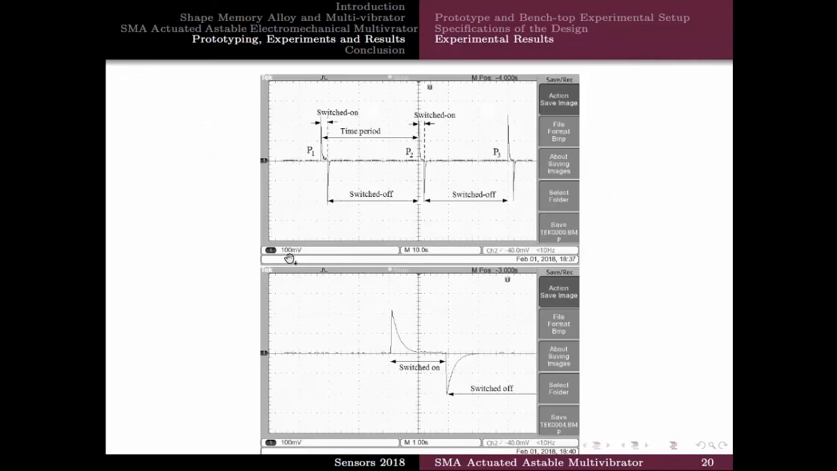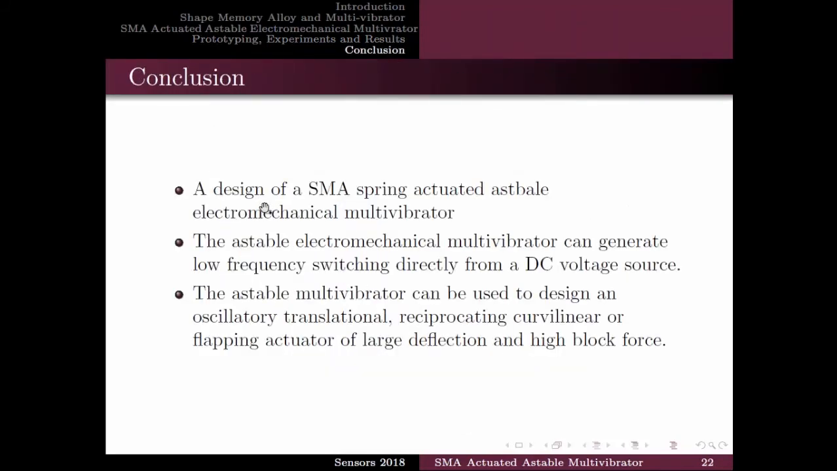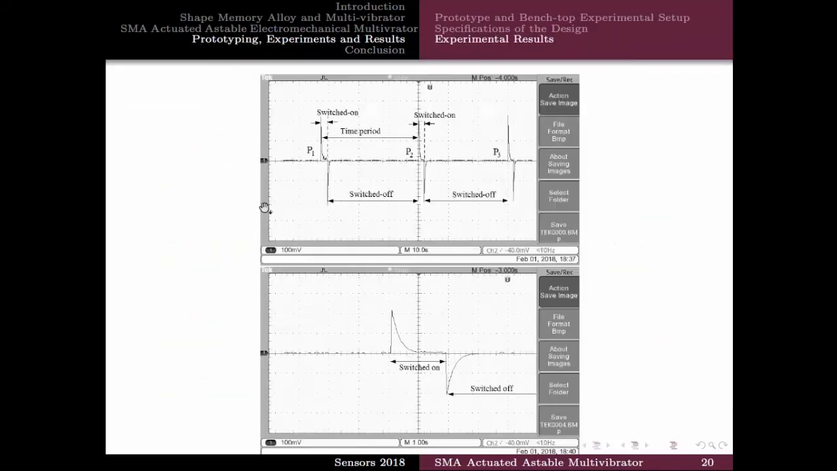Finally, after the experiment, you can see the result. This is in the switched on condition, and this is in the switched off condition. When it is in the on condition, a huge amount of current will flow through the spring, and because of that the temperature will increase, and because of that again the switch will come down.